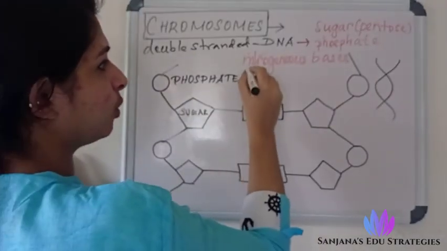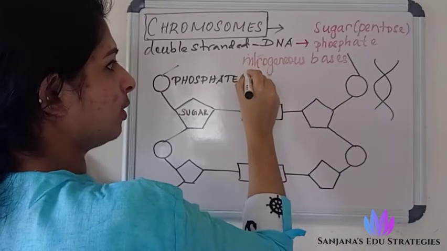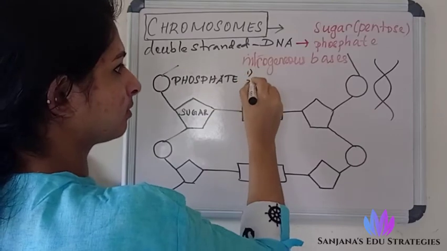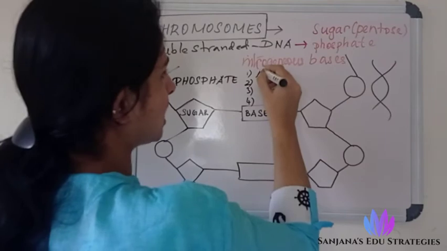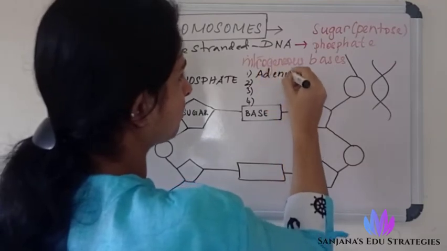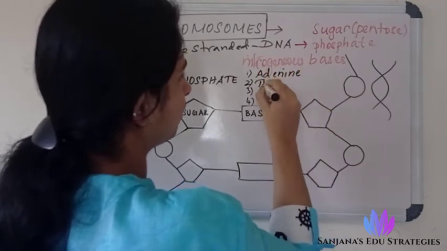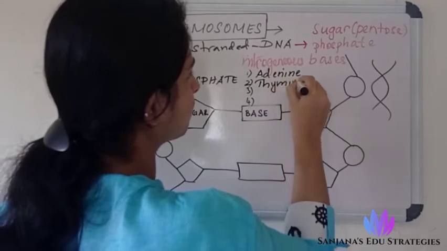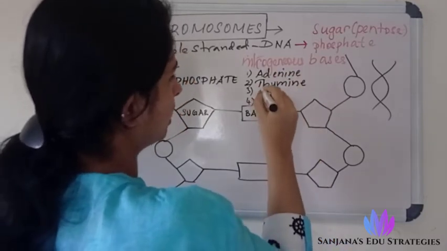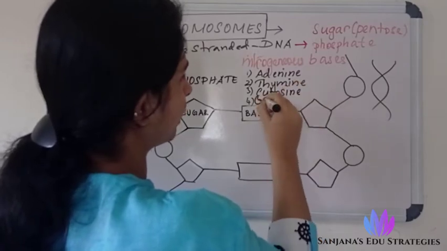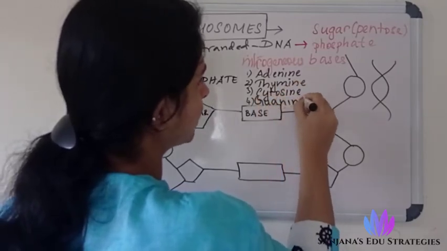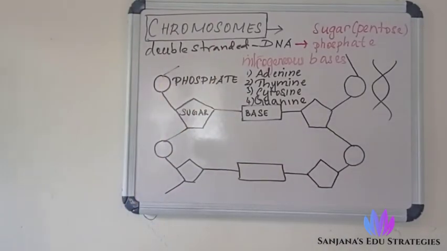Now here you have to know what the nitrogenous bases are. You have 4 nitrogenous bases. One is adenine, another one is thymine, next cytosine, next is guanine. Yes, these are the 4 nitrogenous bases.